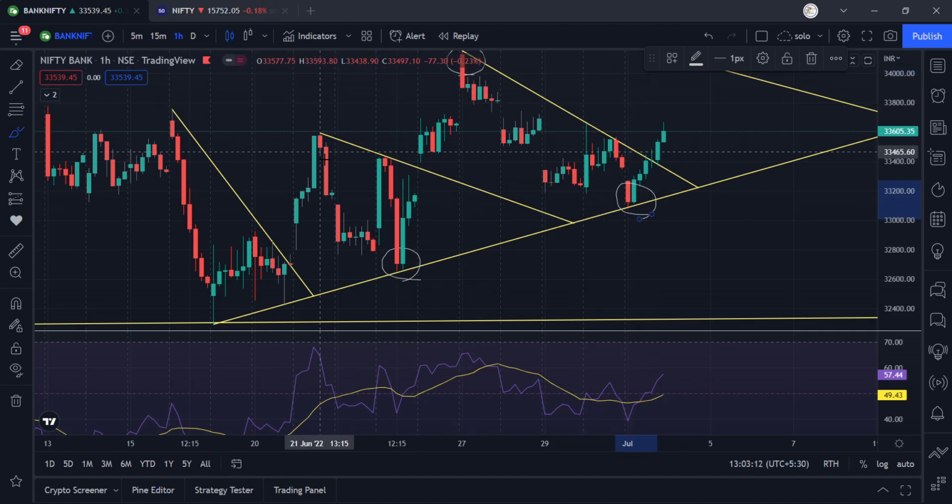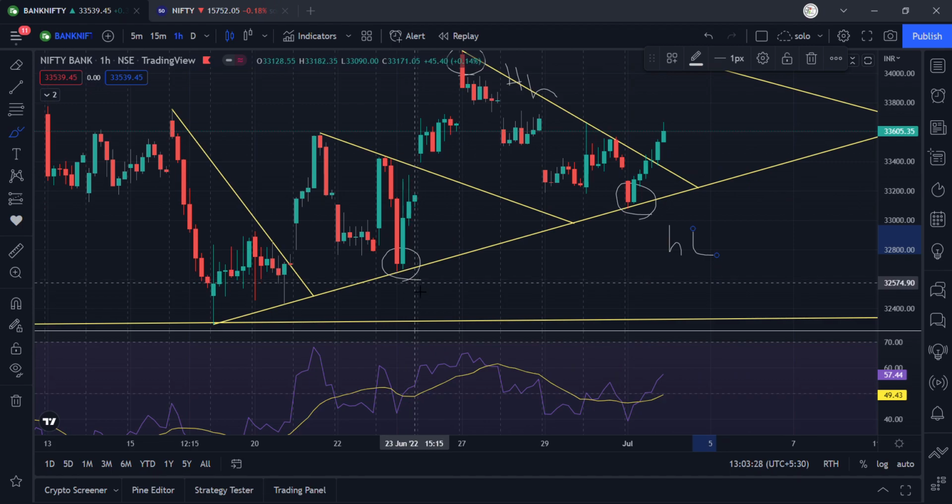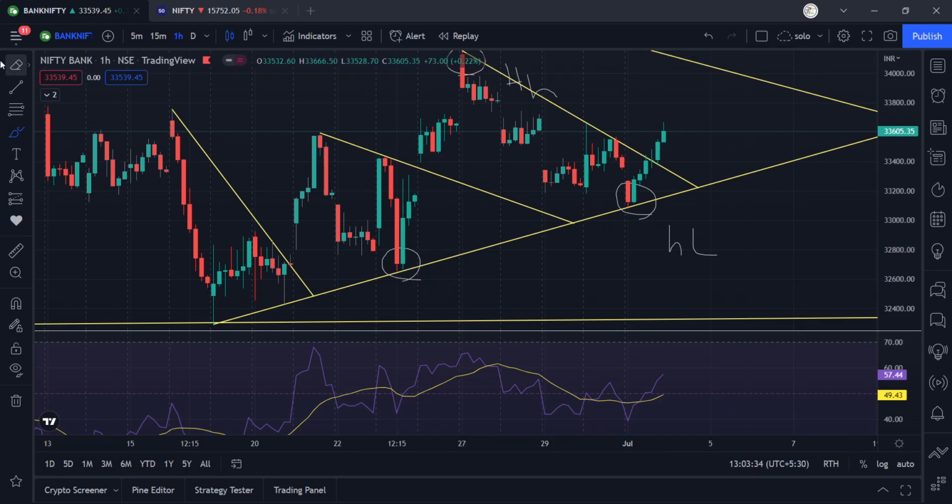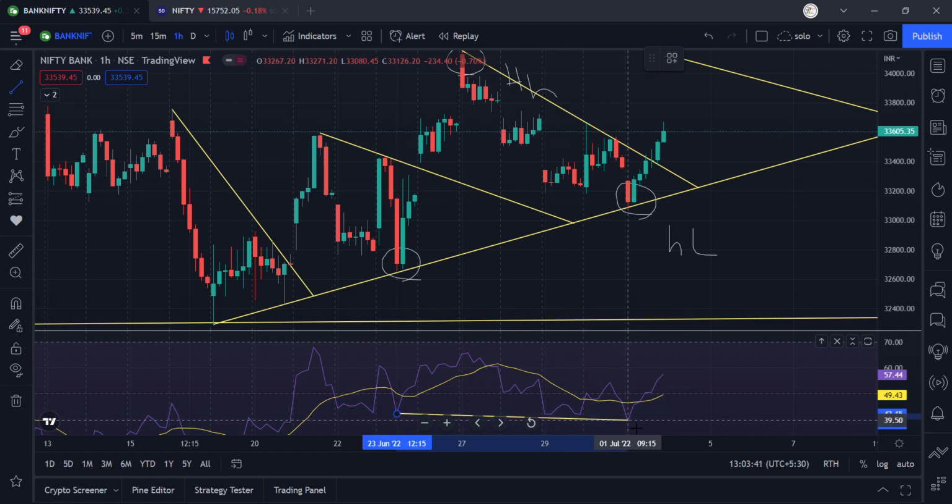You got my point? This high breaks this high and forms a higher high, and this is a higher low, right? It means this low is higher than this low over here, right? Got my point? Okay, but coming back to divergence of Bank Nifty, we can see a lower low.